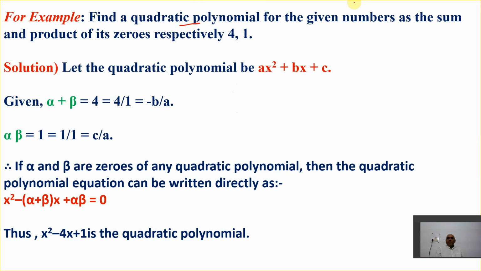So we need to find the quadratic polynomial. In the previous question, the quadratic polynomial was given to you, and you needed to verify the relationship. Now in this question, we have to form the quadratic polynomial. What are the things given to us? We are given the sum of zeros and the product of zeros. The sum of zeros is 4. The product is 1.